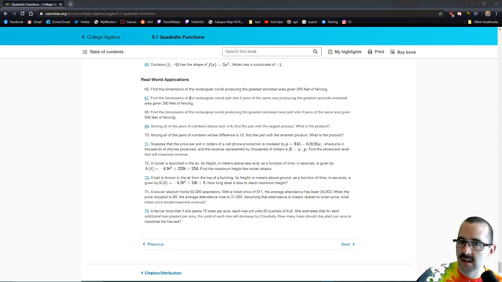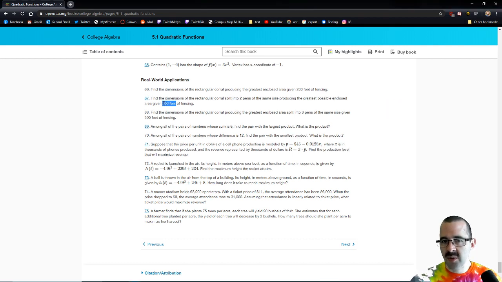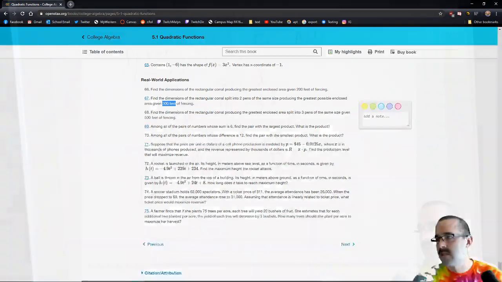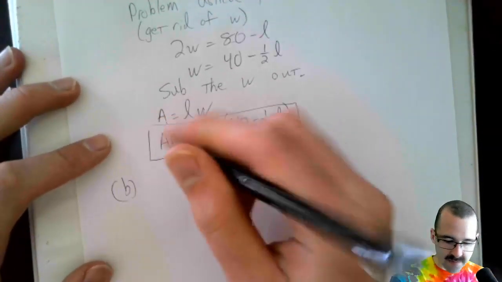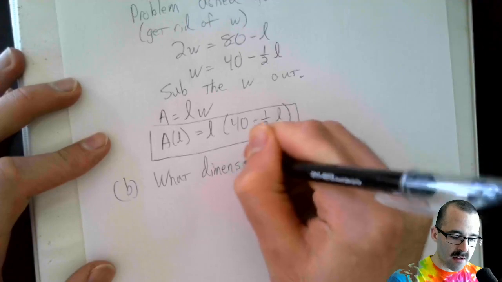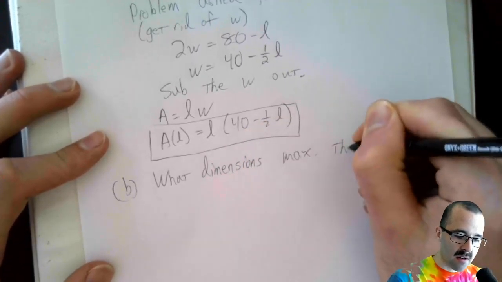We haven't done part B yet, right? Rectangular corral, split into 2 pens of the same size, greatest possible area. You're going to set up something with an area formula and then use this 300 feet to get rid of one of the variables. All right, but anyway, we'll finish the problem. Part B. What dimensions maximize the area?